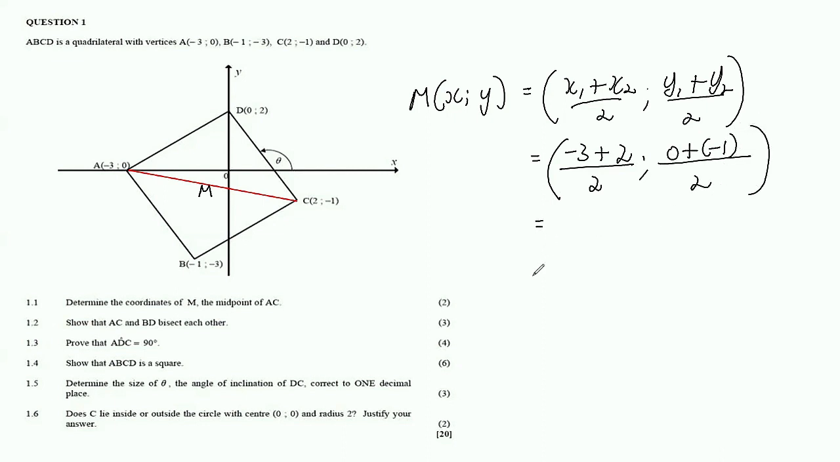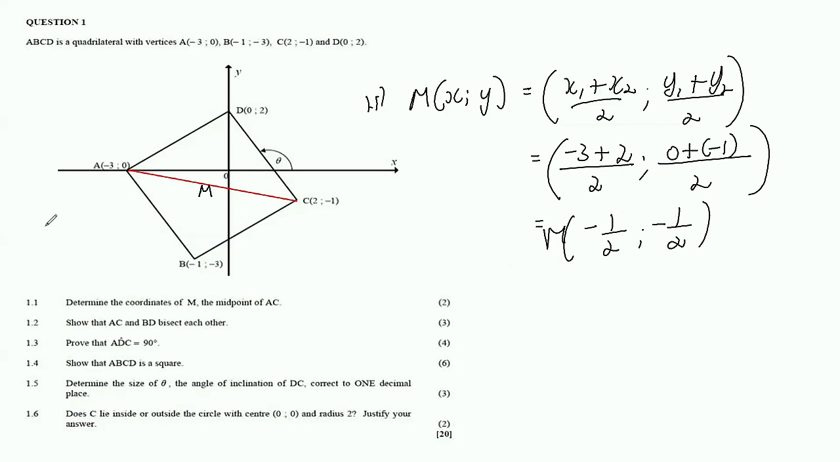Then obviously at this point it's just a matter of using your calculator to find your values there. So we find that our values are -1 over 2 and -1 over 2. So these are the coordinates for M, and then looking at where M is, these coordinates do make sense. So the coordinates for M are (-1/2; -1/2), right? So just like that, we have calculated 1.1. Then 1.2 says show that AC and BD bisect each other, right?